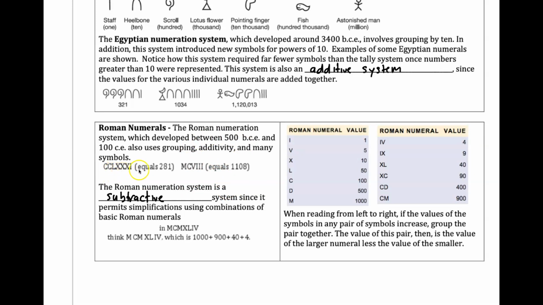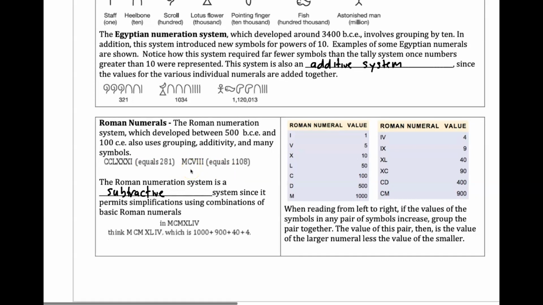You can see here's an example. CCLXXXI is 281. Your CCs are 200, L is 50, X's are 10. There's your 80 and then the 1. And then you also have MCVIII, which represents 1108.